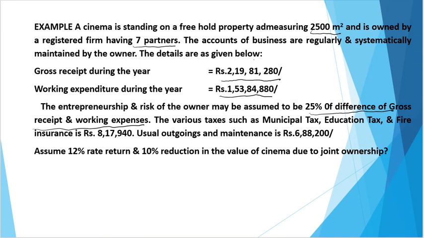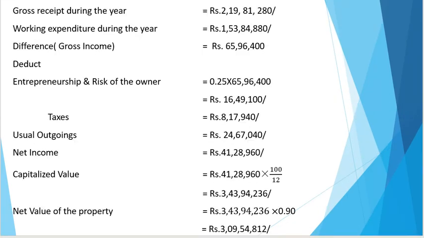The various taxes, such as municipal tax, education tax and fire insurance, are 8,17,940. Usual outgoings and maintenance are 6,88,200. Assume a 12% rate of return and a 10% reduction in the value of the cinema due to joint ownership. You have to find the value of the cinema using the data given above. See here how to proceed. Gross receipts are given as 2 crore 19 lakh 81,280.